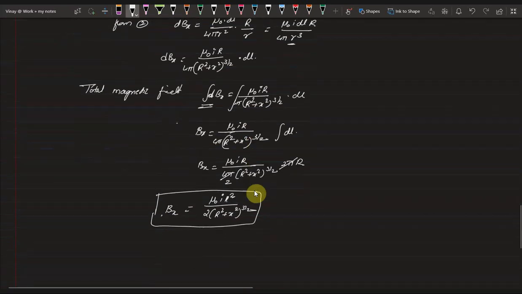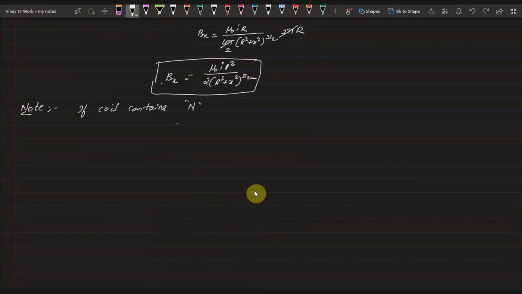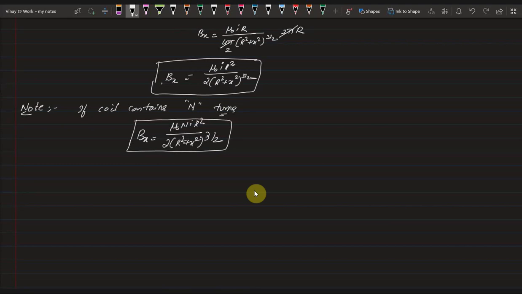Now listen. Based on this, we'll discuss the most important things. Write down the first note point. For example, if the coil contains n turns, then the magnetic field is taken as Bx equal to mu naught N I r square by 2 into (r square plus x square) whole to the power of 3 by 2. This is the magnetic field because of n turns.